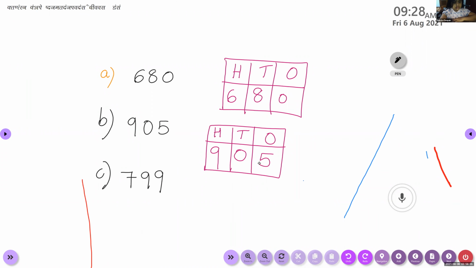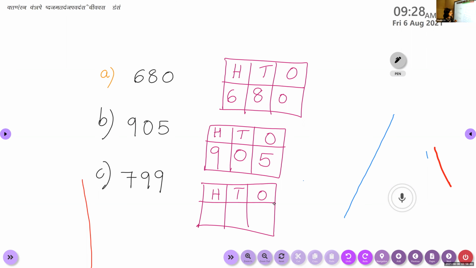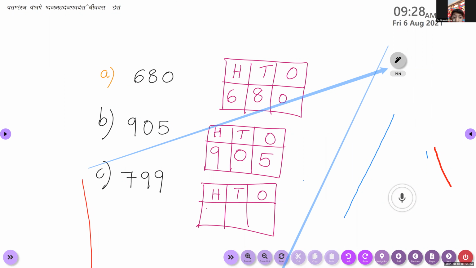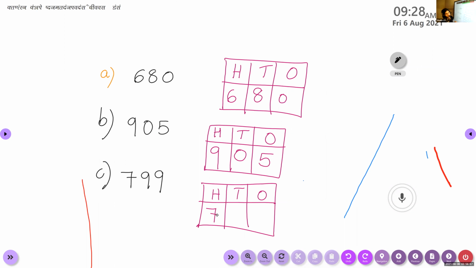Next one. Fia. Please unmute. Yes, ma'am. Again, HTO. Now, 100 place, which digit we have to write? 7. In tens place? 9. In ones place? 9. Then how to read this number? 799. Very good. So this is the way you have to represent the numbers in the place value chart.